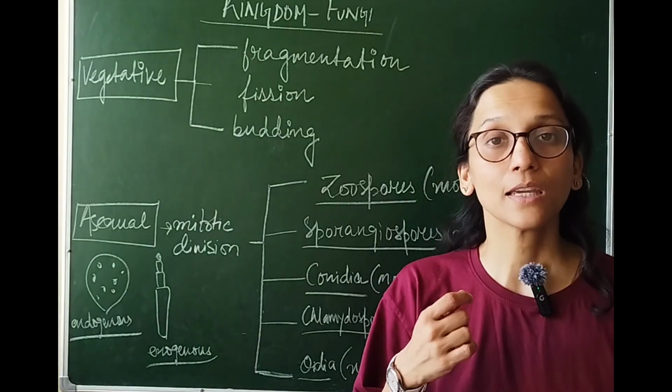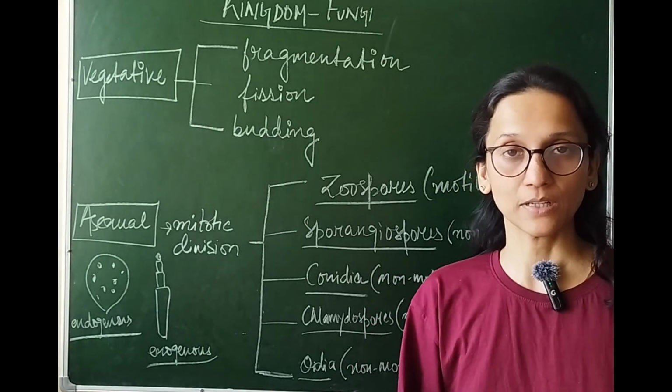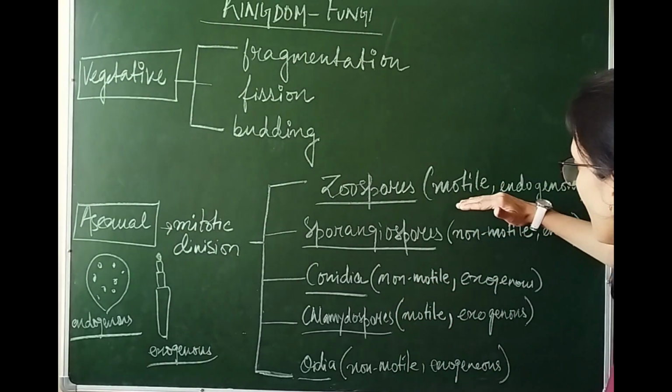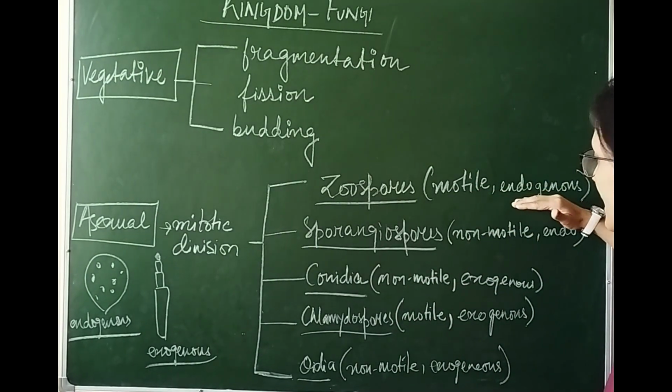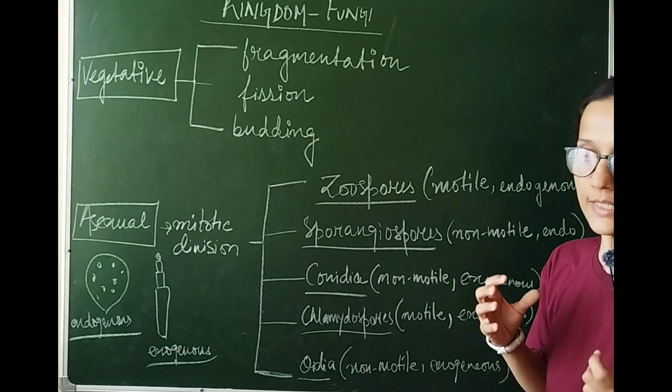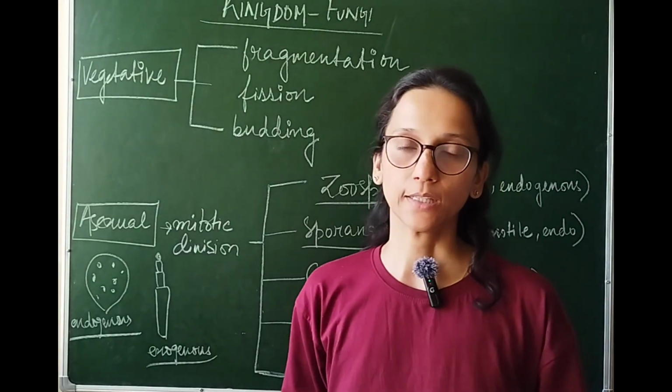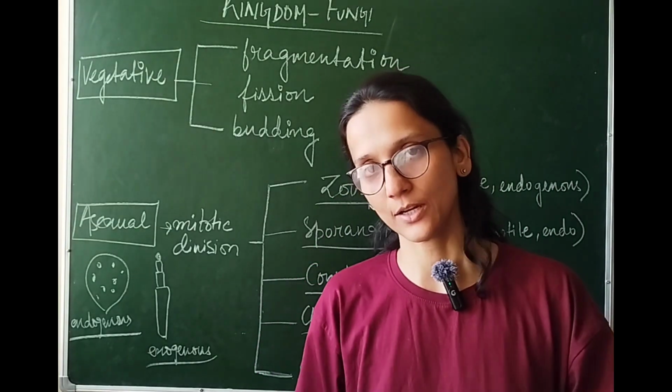Why? Because they can move. They have locomotory appendages like flagella. So ये motile है, and what are they? They are endogenous in nature. See, spores दो तरह के हो सकते हैं. They can be exogenous and they can be endogenous.